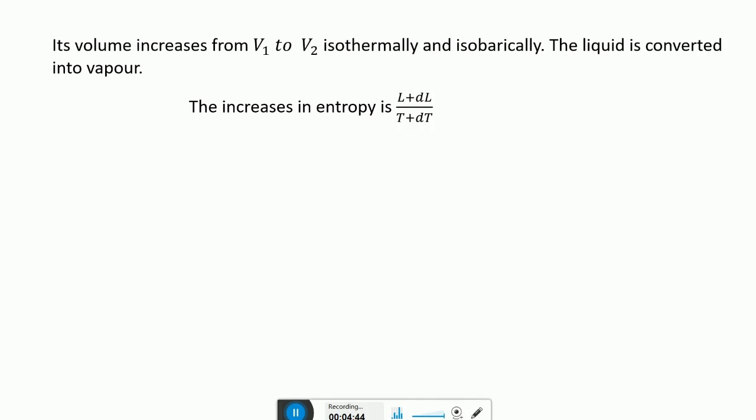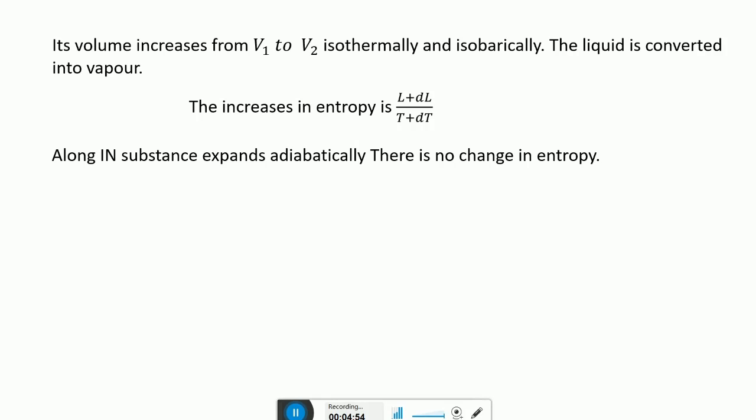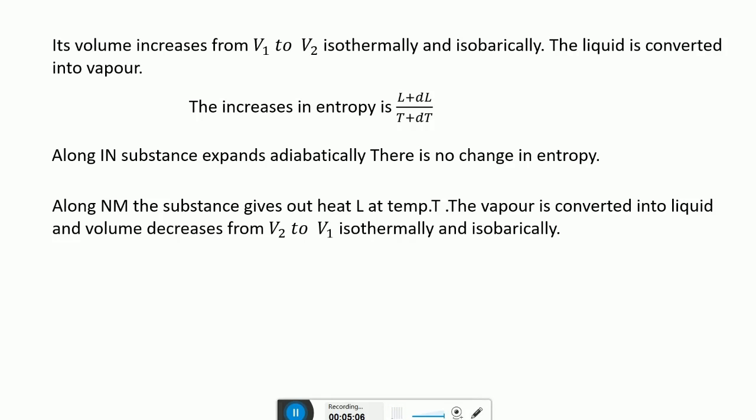As we know that dS is equal to dQ by T, by using this relation we get (L plus dL) by (T plus dT). Then along IN, the substance expands isobarically and its temperature decreases from T plus dT to T. So there is no change in entropy, meaning the change in entropy is 0.